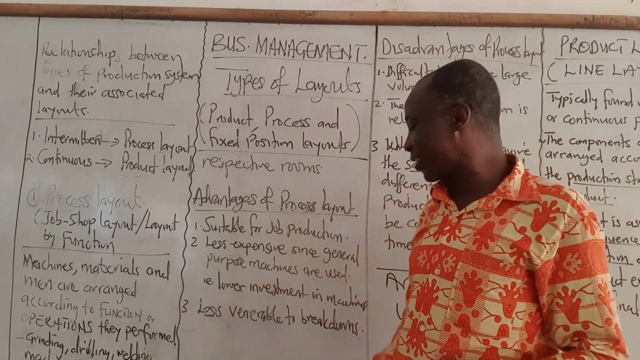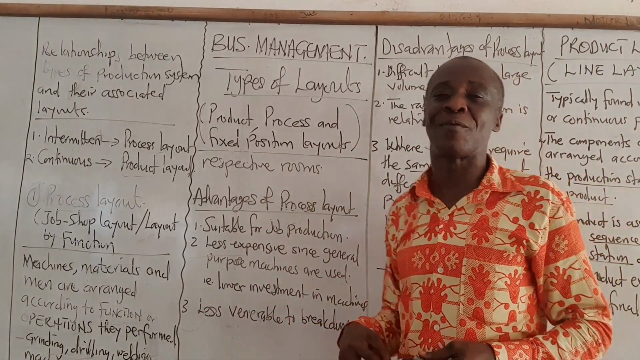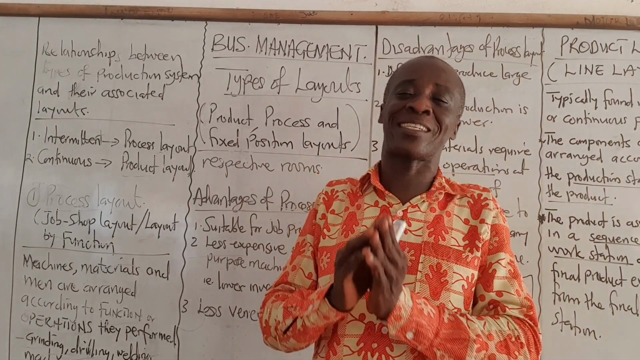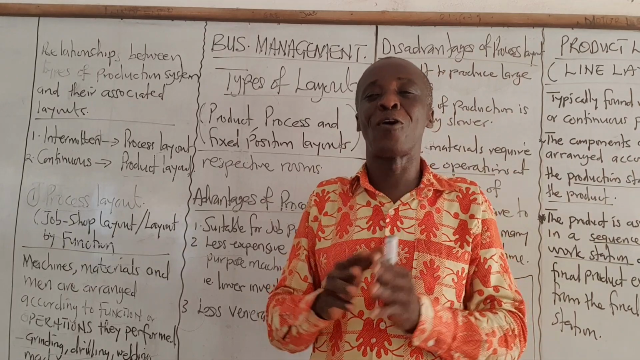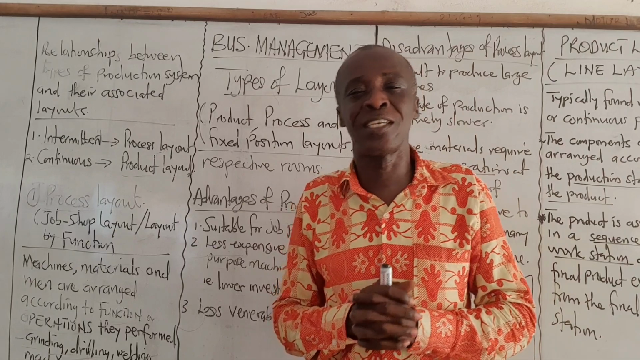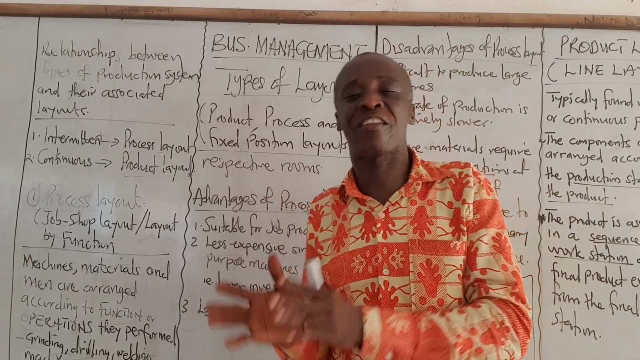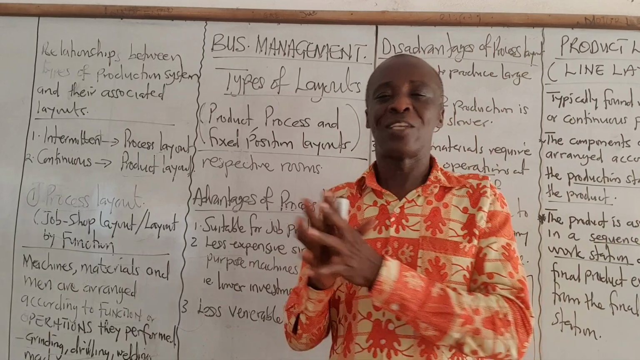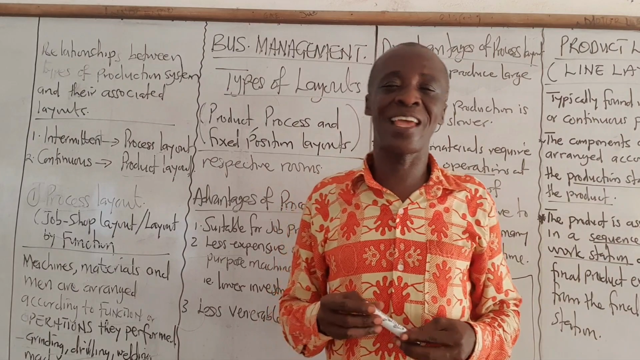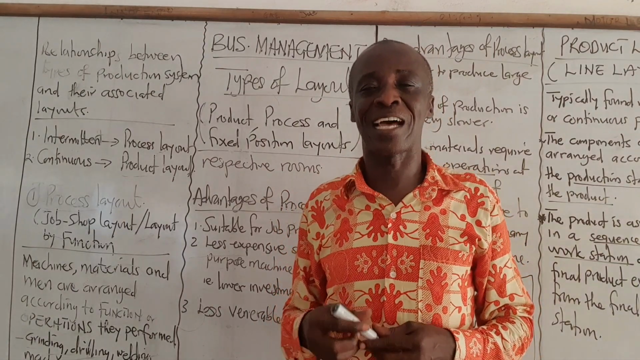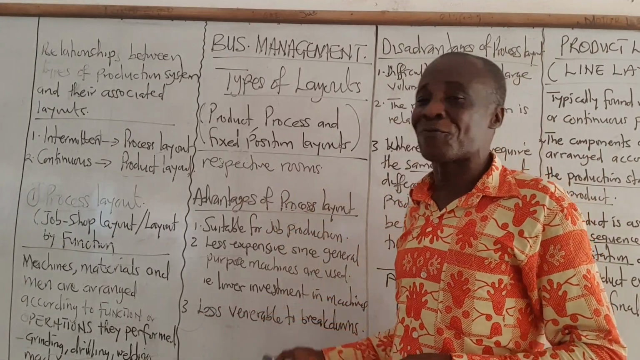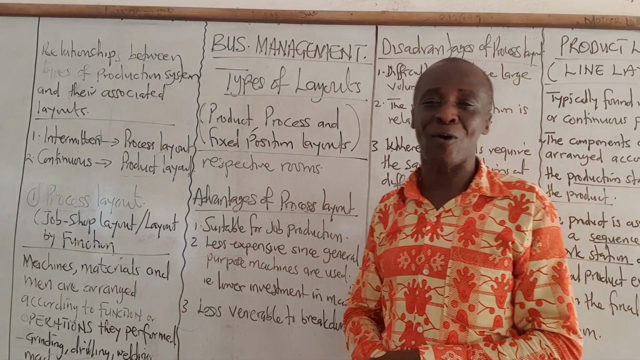Then the third advantage is that it is less vulnerable to breakdowns. We are not saying there won't be machine breakdowns, but it is less. In other words, the moment you say less, it means you are comparing with something else. So we are comparing the process layout to the product layout. And what we are saying is that the process layout is less vulnerable to breakdown of machine.